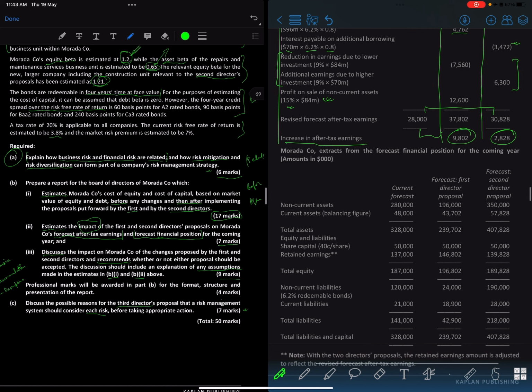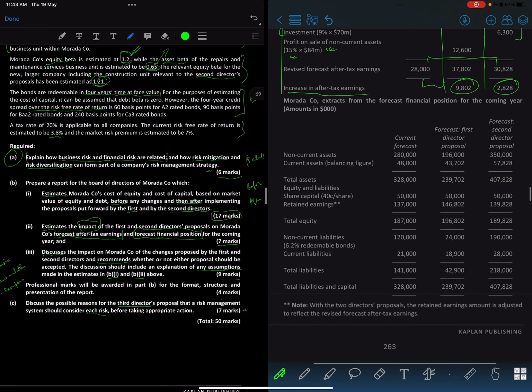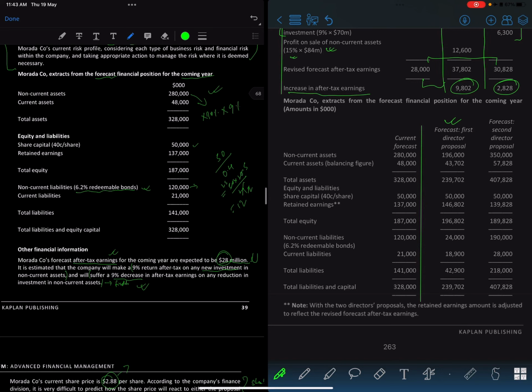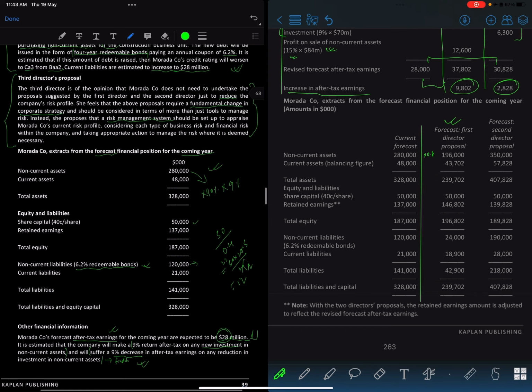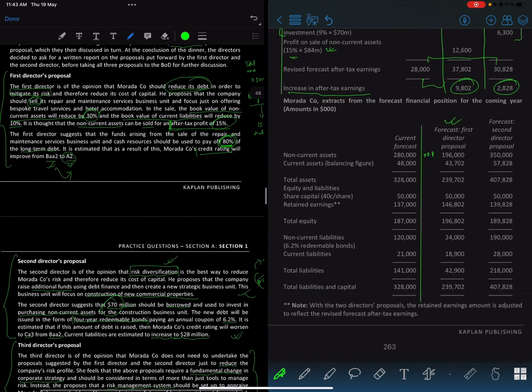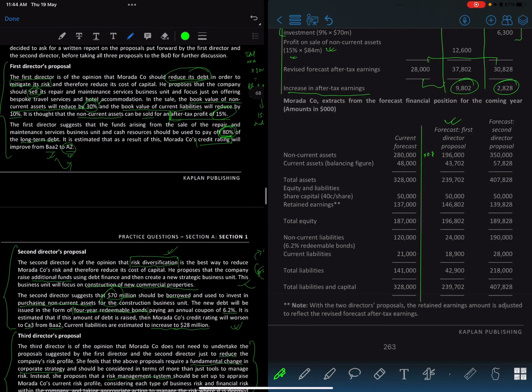Okay, we need to forecast the financial position as well. So for the first position, what happens? We have the current figure just as it is, right? And then for the first director, we will be making some changes to it. Our non-current assets have reduced by 30, so this into 0.7. We don't know what happened to the current assets, but we are selling 10% of it away, isn't it? Current liabilities, where is current liabilities? Reduced by 10%, into 0.9, right? Into 0.9, because 10% we are selling it away.